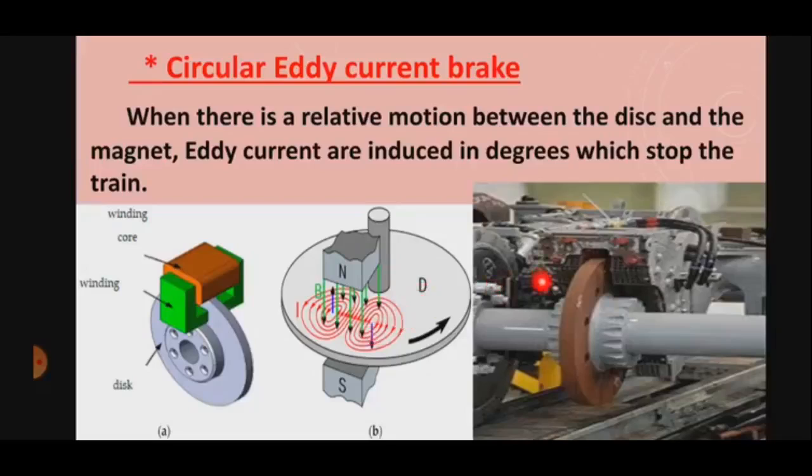Now the wheel of the train, this is a train wheel, and this is an electromagnet. Now the relation between the electromagnet and the disc: here an eddy current is induced in the disc, which stops the train. So this is a circular eddy current brake.